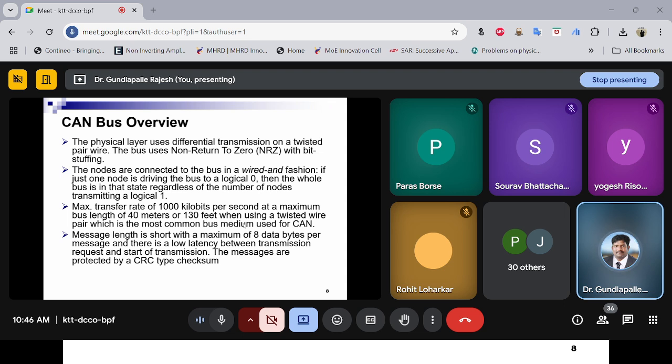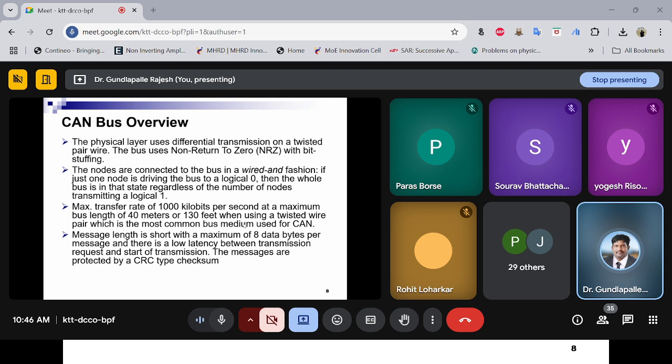Now, if you see the CAN bus overview, the physical layer uses differential transmission on a twisted pair, and the bus uses non-return to zero, NRZ, bit stuffing in order to pass the information. The maximum rate is 1 megabit per second, with a bus length of 40 meters or 130 meters, which uses a twisted wire pair. This is common for a basic CAN.